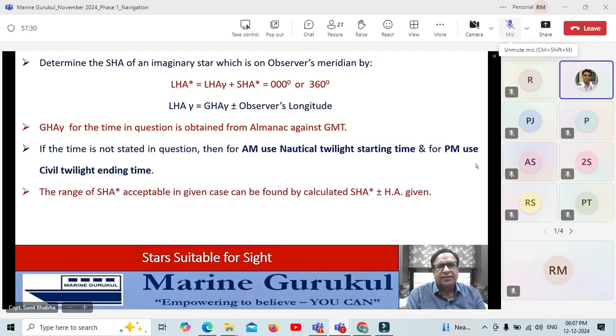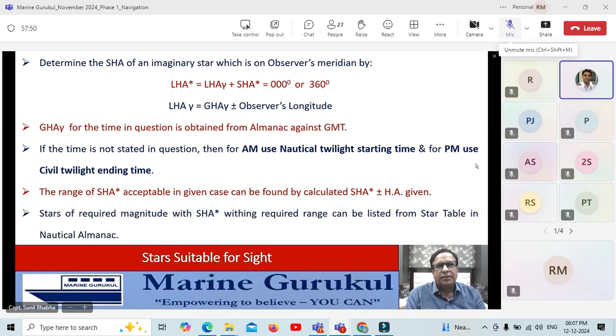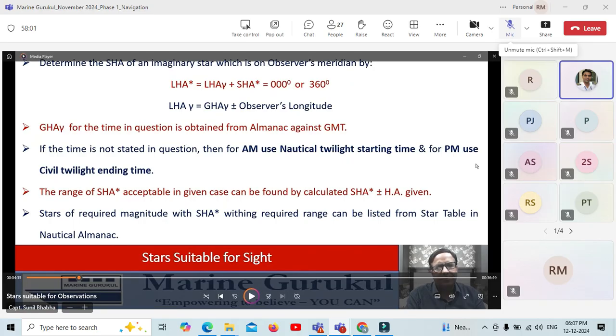The range of SHA in which we will have to find the stars shall then be calculated by adding and subtracting the range of R angle to the SHA of the star on the observer's meridian. Stars in that range of SHA can easily be identified for the required magnitude from the star information pages in the Nautical Almanac. Now we will see all these steps in detail, beta, when we solve the question. All these steps will be followed one by one, so you'll understand there.